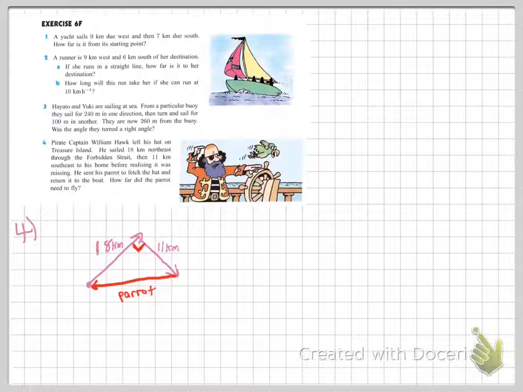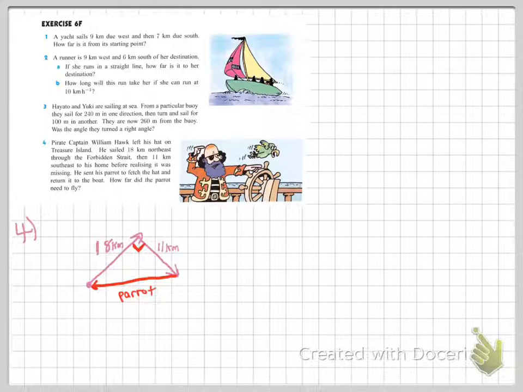Okay? And then he changes direction, and then he starts going 11 kilometers southeast. So that's at that turn there. So from northeast to southeast, that does turn out to be a right angle. And then after traveling to this point here, he realizes he left his hat. So he sends his bird to fly straight back that distance so he can fetch his hat. Okay, the question is, what's that distance?